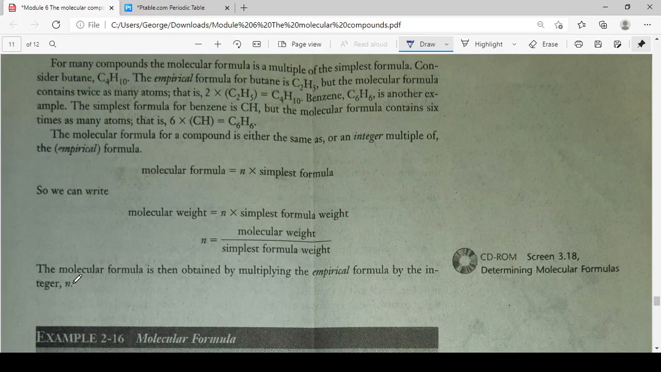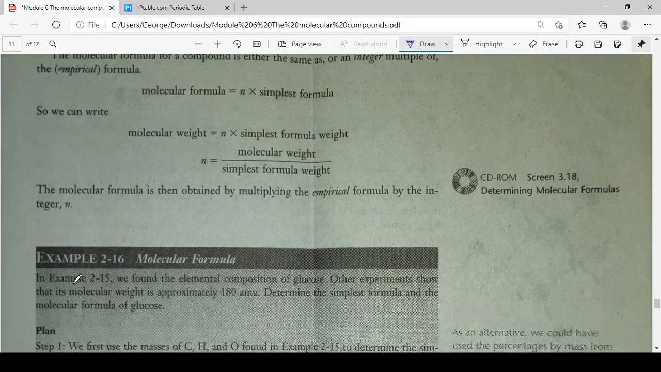So your molecular formula is n times its simplest formula. Again, n describes your number or your integer. So we can write your molecular formula as n times your simplest formula weight, where n is equal to molecular weight divided by simplest formula weight. The molecular formula is then obtained by multiplying your empirical formula by the integer n.